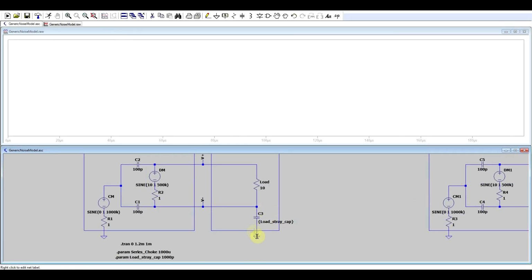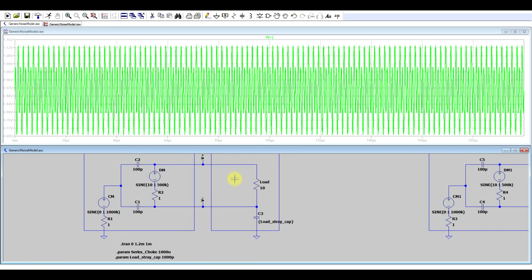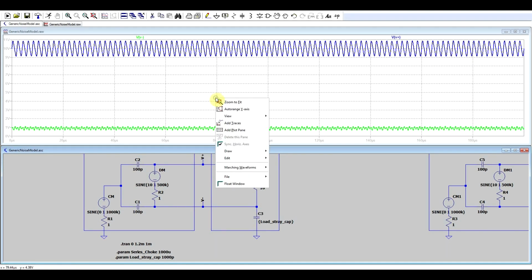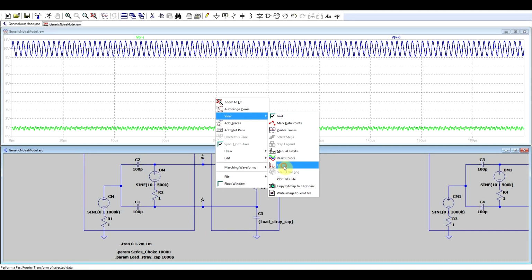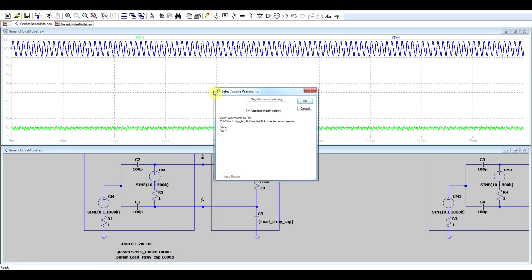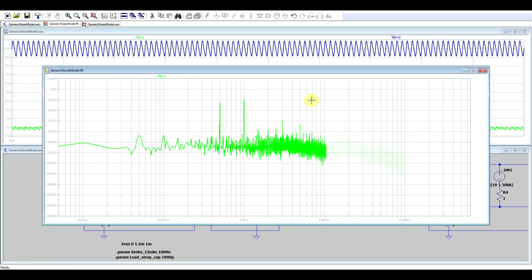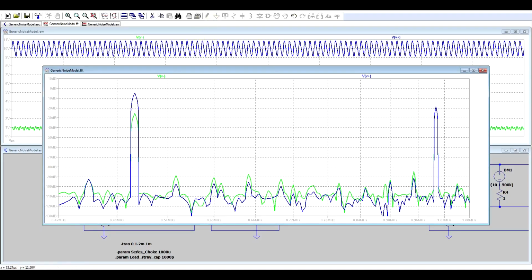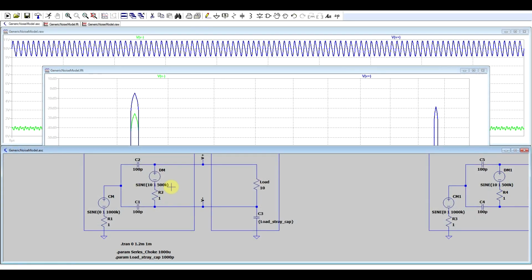that is referenced to the ground, is present on both pins. We can clearly see this using an FFT analysis. We can clearly see our two main noise frequencies. So my noise generators are the differential mode generator at 500 kHz and the common mode generator at 1 MHz.